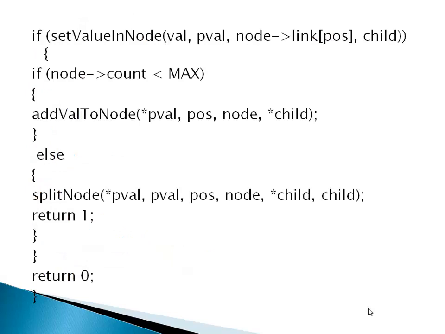And in set value in node, if node of count is less than max, then directly add the value to that particular existing node. Otherwise, you have to split the node and return 1.